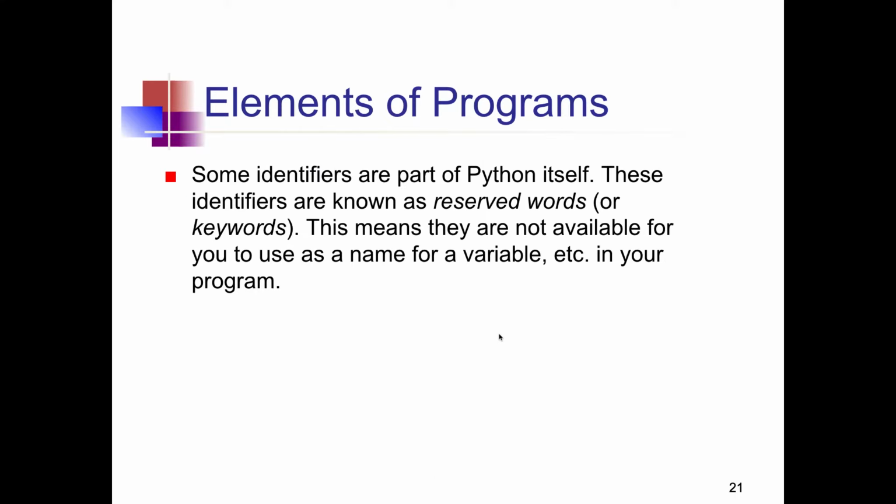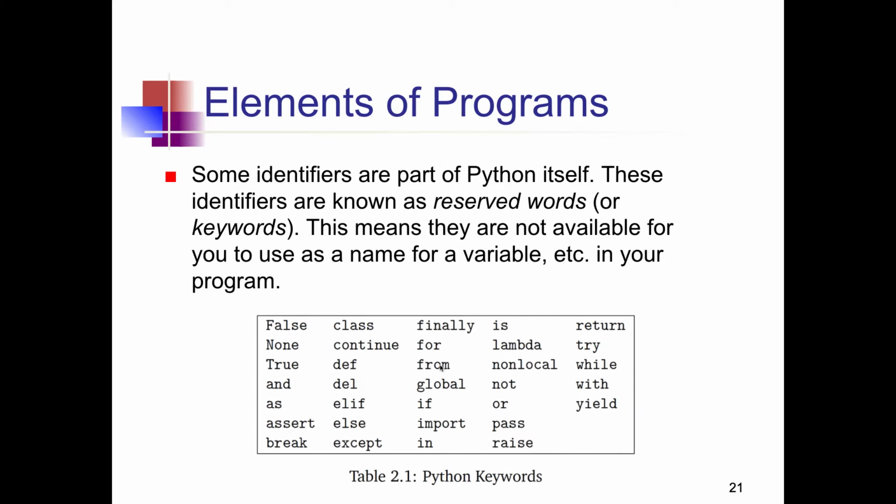So some identifiers are part of Python itself. These identifiers are known as reserved words. This means that they are not available for you to use as a name for a variable or anything for that matter. So here is the list of keywords. You might recognize some of them that we already use: for, if, in, and False and True at some point. But again, you don't have to memorize them. Eventually, you're going to learn not to use them.